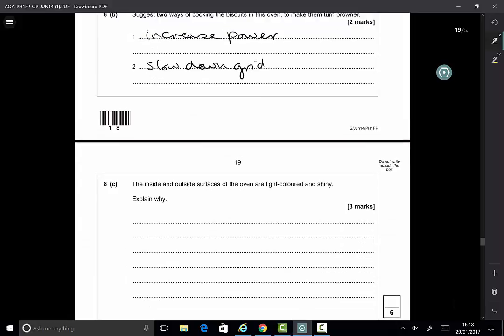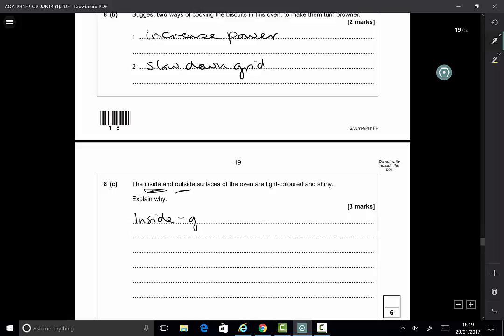Okay, 8C, the inside and outside surfaces. It's important that they've asked about both. Of the oven are light coloured and shiny. Okay, we're talking about radiation. Explain why. So let's start with inside. So our heat source is inside this oven. So the heat is going to come out of these heaters, and because they're light and shiny, it's going to bounce off the heater or reflect back onto the biscuits.